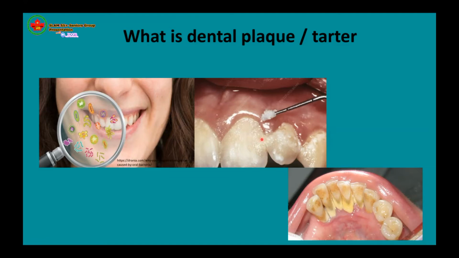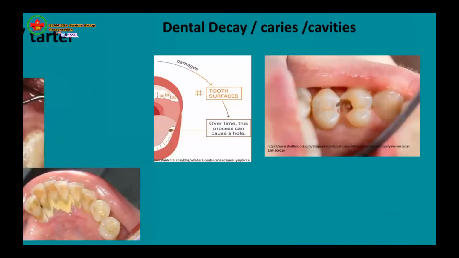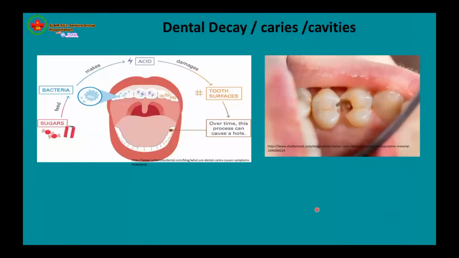But if not brushed properly, the plaque gets accumulated and hardened, and over time becomes a mineralized structure known as dental tartar. This is very difficult to remove by brushing. The most common chronic tooth disease induced by dental plaque is known as dental decay or dental cavity formation.